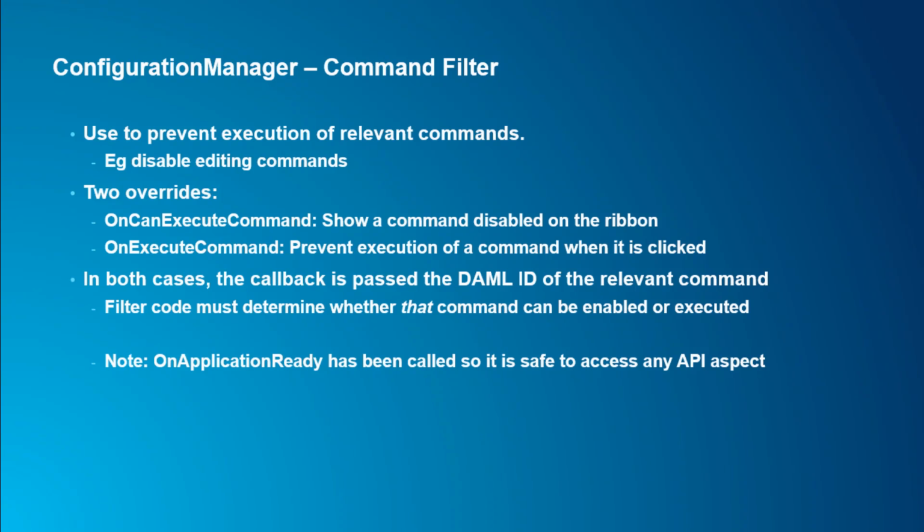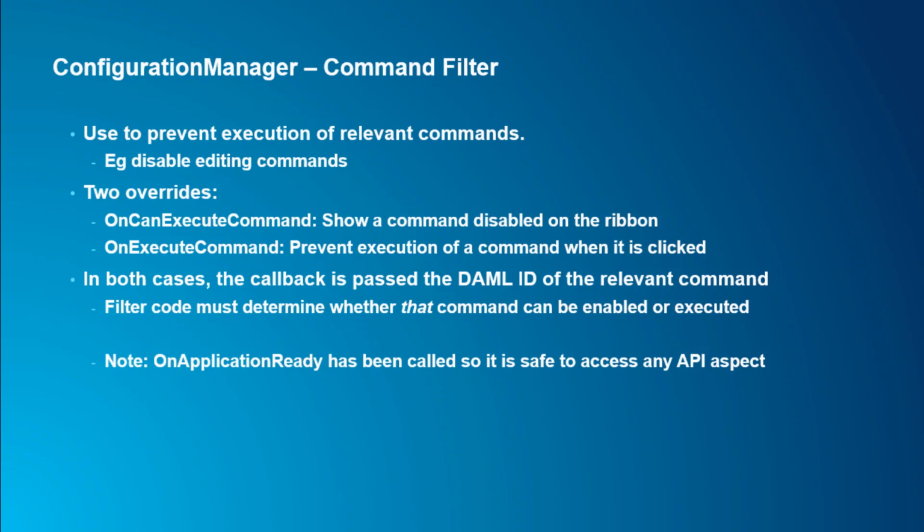Because it's on the refresh cycle of Pro, it needs to be super lightweight, nothing heavy. Don't call a database, don't call a web service. Really, if you've got some kind of class member variable where you've stashed the permissions like can edit or something, that kind of thing is perfect for on can execute. If you've got some heavyweight functionality, like you need to query a database or something, then that's on execute command.